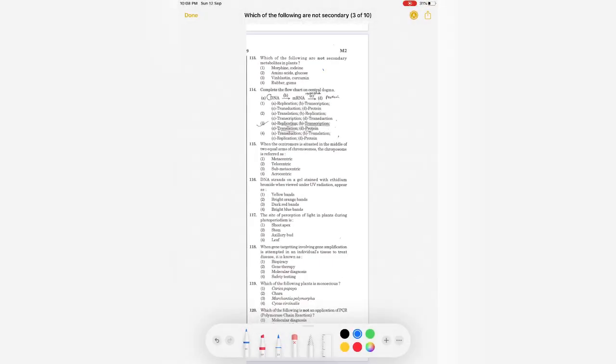Question number 113. Which of the following are not secondary metabolites? The correct answer is option 2, that is amino acids and glucose. Because the amino acids and glucose, they are primarily required for the growth and development of a plant body. That's why these are not secondary metabolites. Question number 114. Complete the flowchart on central dogma.